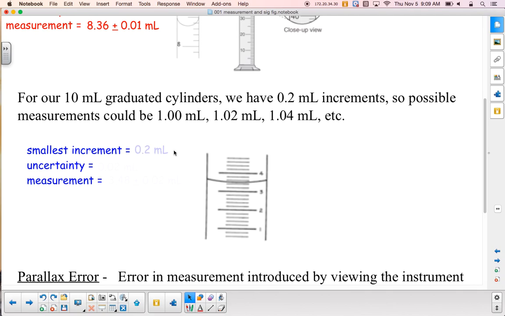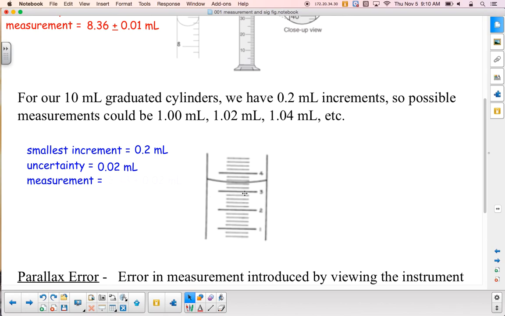So as I look at my little graduated cylinder, I've identified that my increments are every 0.2 milliliters. 10% of that is 0.02 milliliters. And now I know that I need to read my measurement all the way out to the second decimal place, and that I need to end in the second decimal place with something that's a multiple of 0.02.